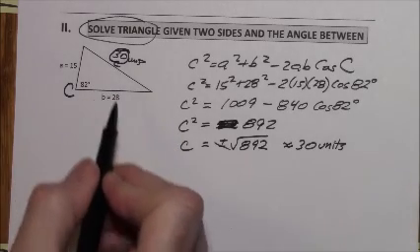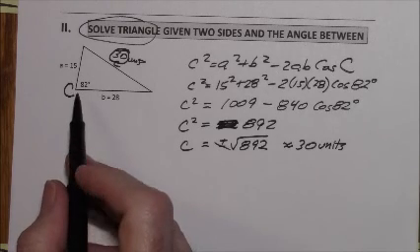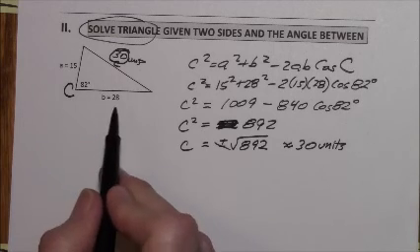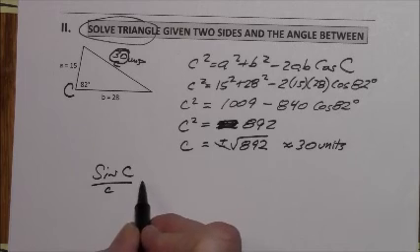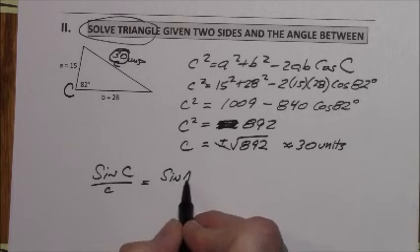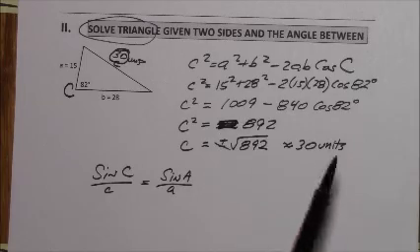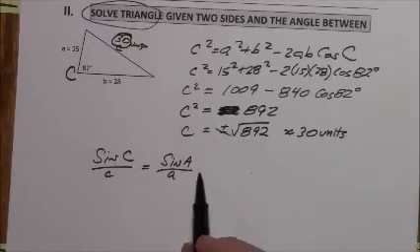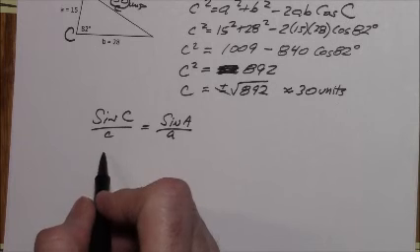I'll circle that 30. Now we also need to find these two angles. We have enough information with one side length and the angle across from it, and either one of these to do sine C over C equals sine A over A. It doesn't matter which one we use here. What happens many times is you use the law of cosines to get something, and then you use the law of sines to get the rest of it, because it's actually easier to do these calculations for the most part.